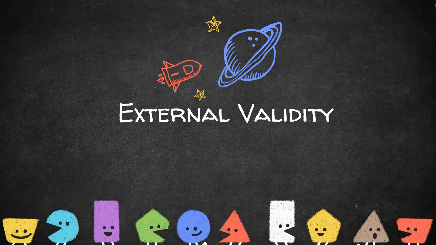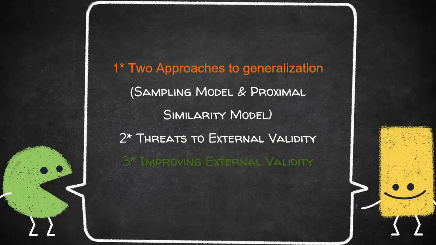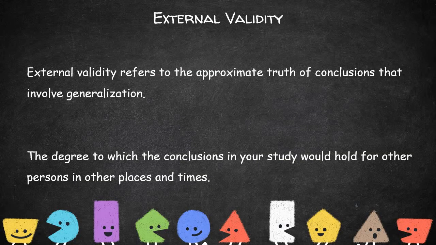In this video we'll discuss external validity. Primarily we'll cover two approaches to generalization, which are the sampling model and proximal similarity model, threats to external validity, and improving external validity. So let's begin with what is external validity.